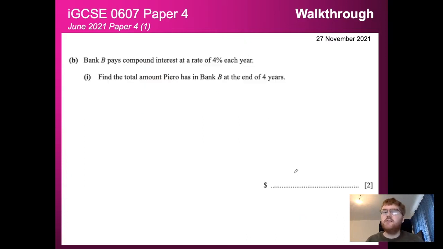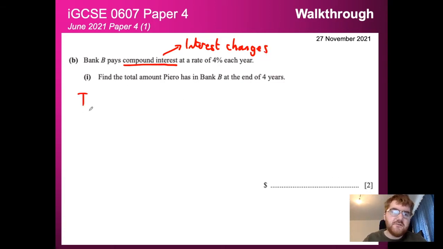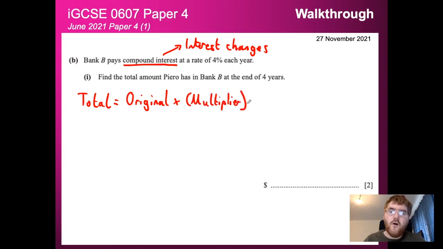Okay, and now we're going to look at some compound interest. This is where the interest changes year on year. And this formula that you need to know. So you need to know this off by heart, because this will give you 2 or 3 marks in the exam. So to work out the total amount, so go total, this is equal to the original times the multiplier, I will talk about that in a moment, to the power of the number of years.